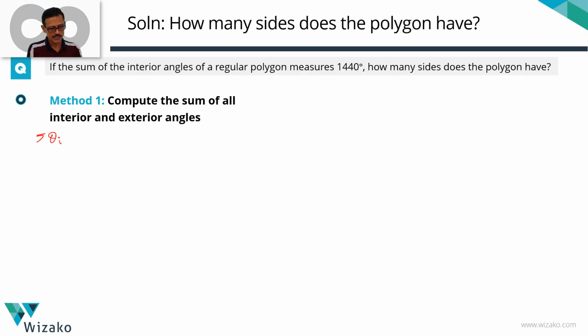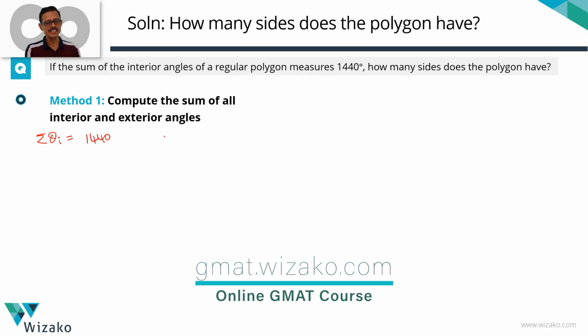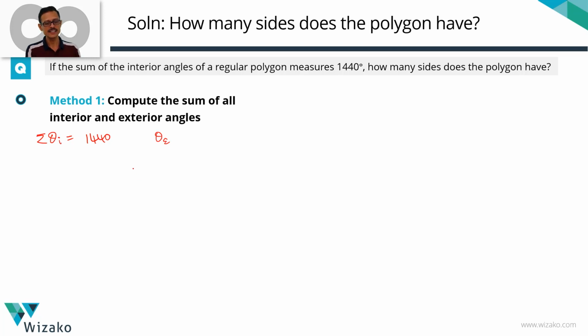So, the sum of all interior angles is equal to 1440. That's what the question says. Let's say each exterior angle is equal to theta E. The sum of all exterior angles is property 1 that we discussed in the last slide: the sum of all exterior angles is equal to 360 degrees. The second property told us that one interior angle, I'll call it theta I1, plus the corresponding exterior angle theta E1, you're picking one interior angle and its corresponding exterior angle, you add these two, that value is going to be equal to 180 degrees.